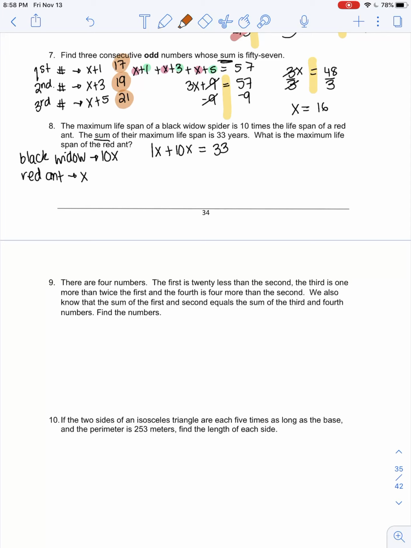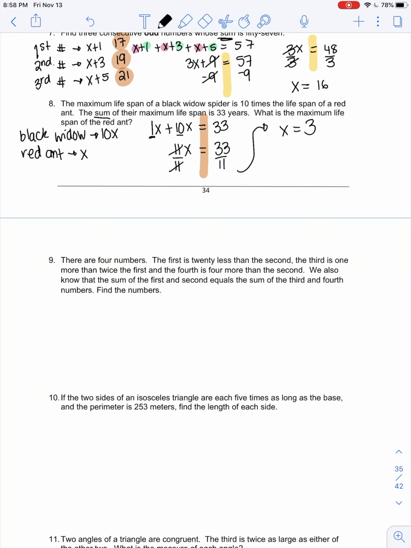There's a 1 even if you don't see it in front of that x. So we bring the left side together. A 1 is going to add with a 10 because they're like terms. That gives us 11x on the left side equals 33. Next, we divide both sides by 11 to get x by itself. x then equals 3. So the lifespan of an ant would be 3 years. They're not asking for the spider's.